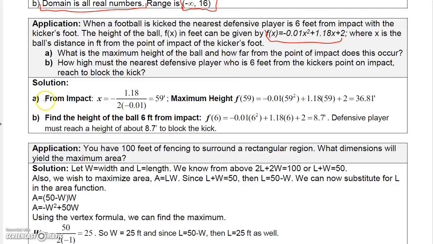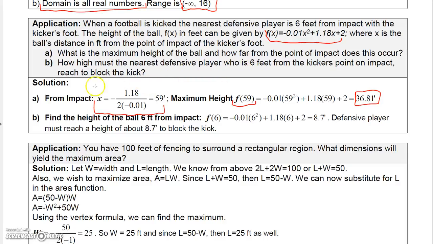Well, to find how far from impact, we just need the x value of the vertex. So I'm going to find the x value of the vertex. So the x value of the vertex would be minus 1.18 over 2 times negative 0.01, which is about 59 feet. So the maximum height would be about 59 feet after it's kicked. So plug 59 into this function, and I actually got 36.81 feet roughly.